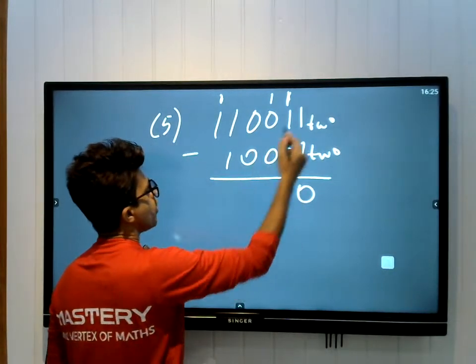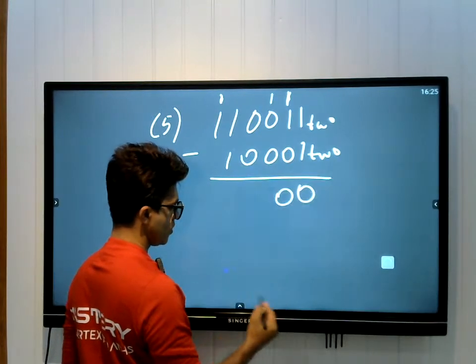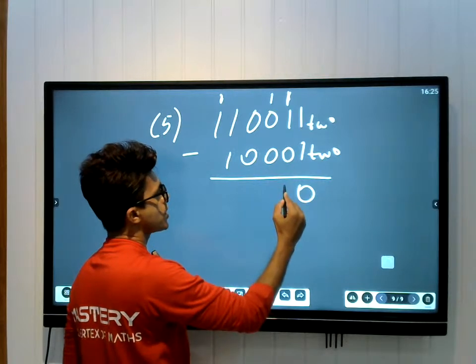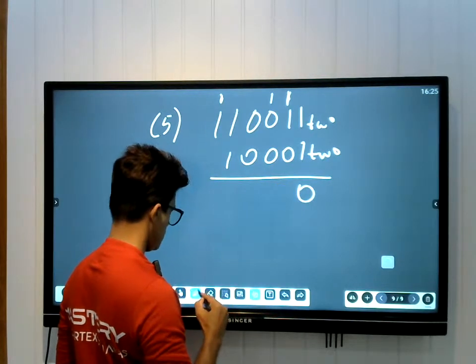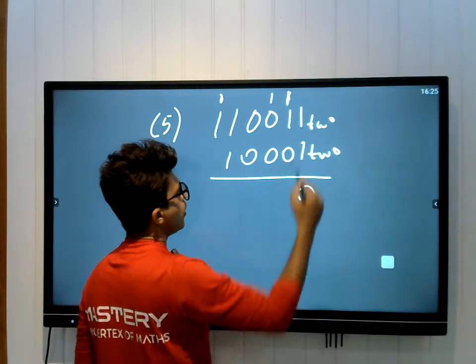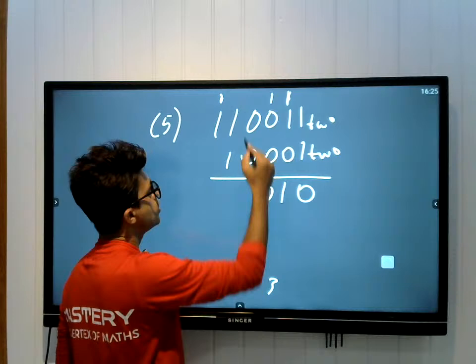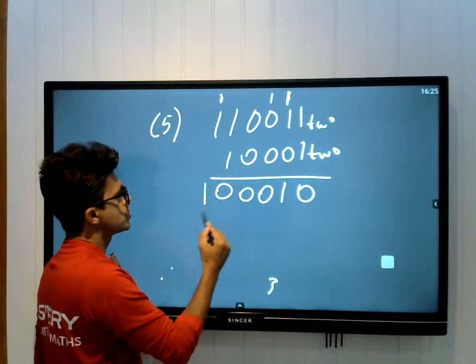1 minus 1 is 0, 1 0 minus 1, 1 minus 0. 1 minus 1 is 0, 1 0 minus 1, 1 1. Sorry. 1 minus 1 is 0, 1 0 minus 1, 0 minus 0 is 0, 0 minus 0 is 0, 1 minus 1 is 0. So this is the answer.